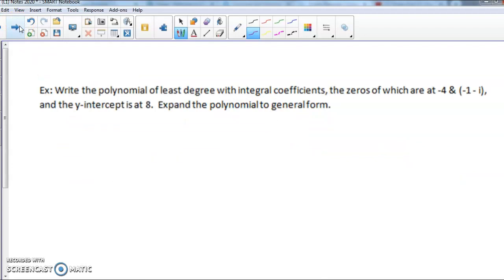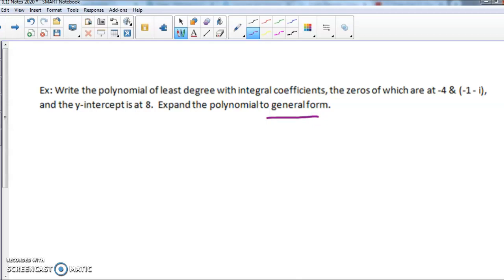Write the polynomial of least degree with integral coefficients and zeros, of which are at -4 and -1 minus i, and the y-intercept is at 8. Expanded to general form. Okay, so a lot going on here, and this one's going to take a while because it says expanded general form. But let's start and think about our zeros.